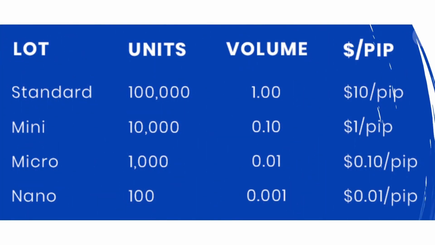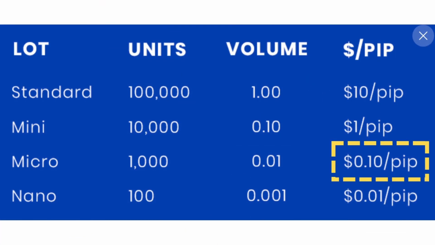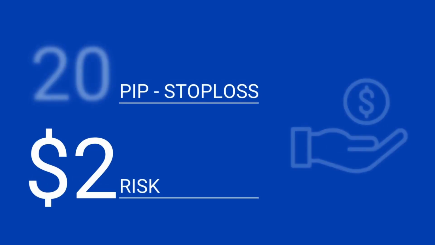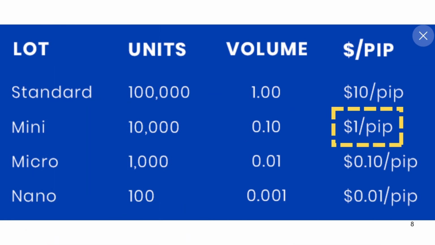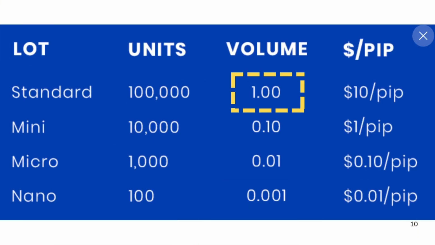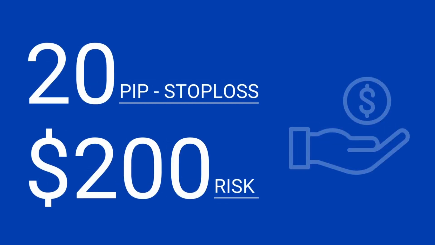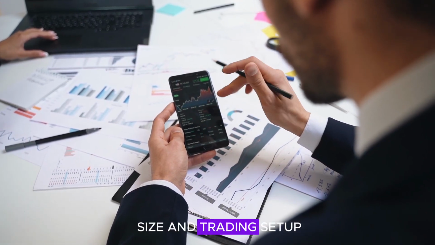Here you have an easy example to follow to make things clearer. Using a 0.01 lot size equals 10 cents per pip, which means that, with a 20 pip stop loss you would risk $2 a trade. And, using a 0.1 lot size equals $1 per pip, with a 20 pip stop loss you would risk $20 a trade. Using 1 lot size equals $10 per pip, with a 20 pip stop loss you would risk $200 for that particular trade. Make sure to always adapt your risk depending on your account size and trading setup.